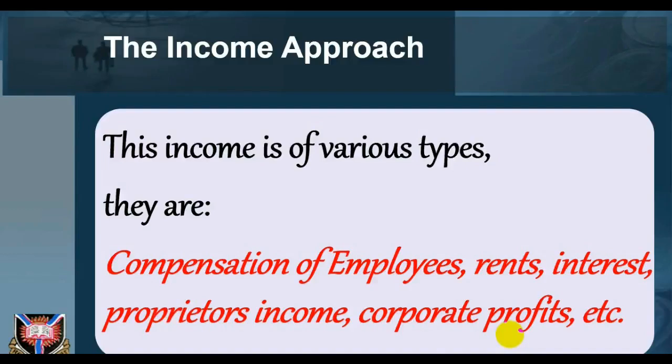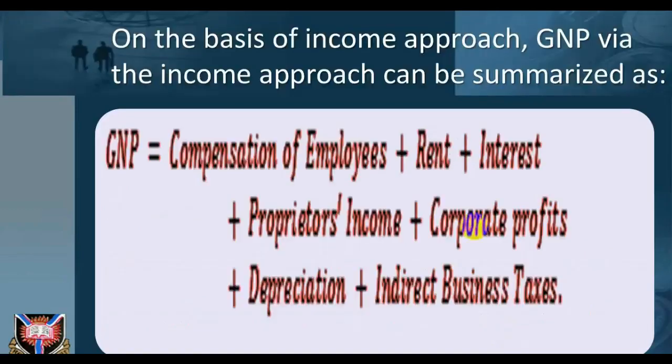All the items discussed above are forms of income. In addition, there are 2 non-income items, depreciation and indirect business taxes, that must be added to the sum of income items to obtain GNP. On the basis of the income approach, GNP can be summarized as compensation of employees plus rent plus interest plus proprietor's income plus corporate profit plus depreciation plus indirect business taxes.